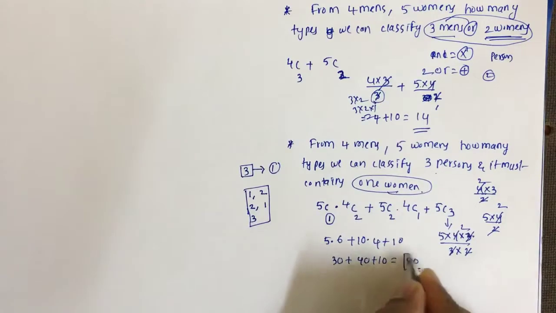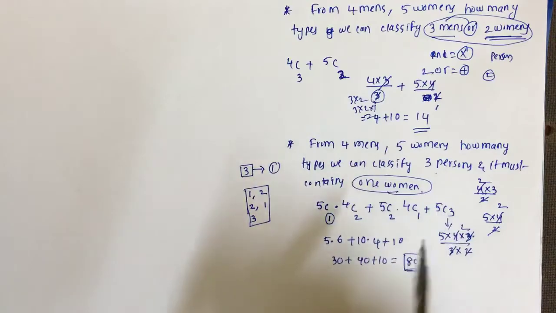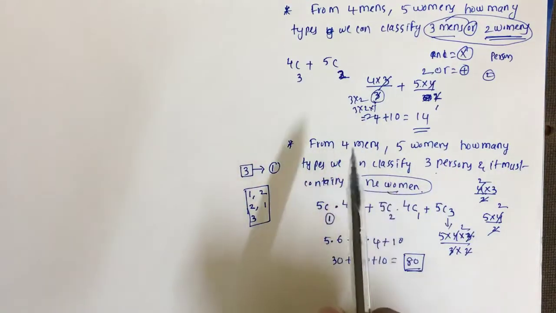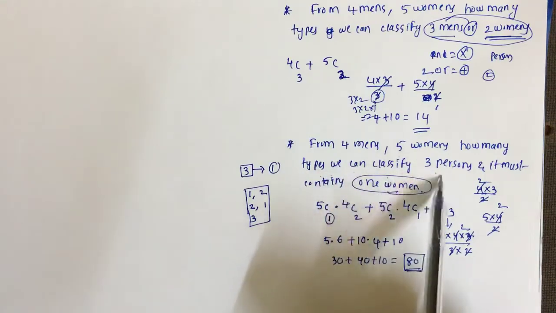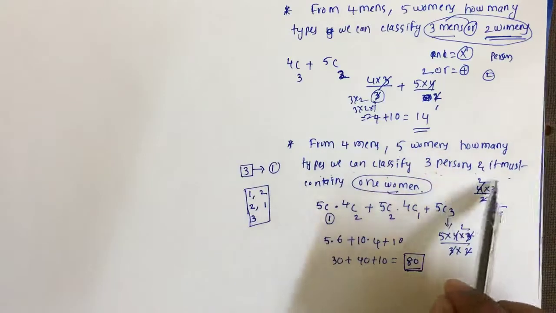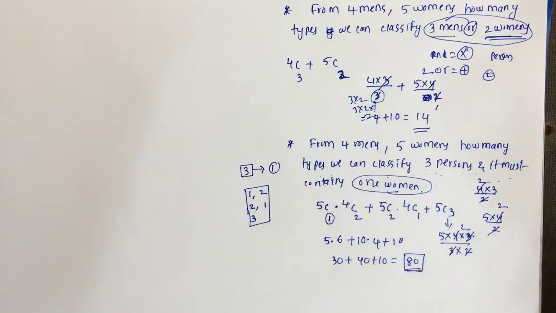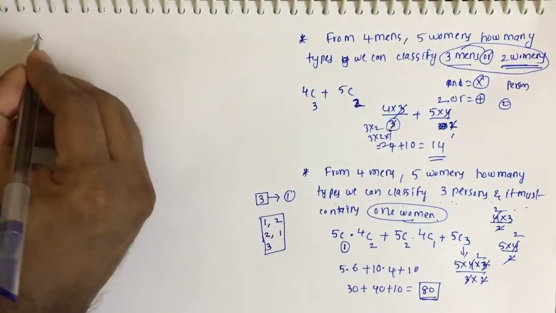types we can divide. So this kind of question they may ask in the examination. This is very simple. From 4 men, 5 women, how many ways can we classify 3 persons, and it must contain 1 woman. So they did not mention about the men. If they mention about the men, then the way to calculate is different. And the next question, same kind of question we have here.